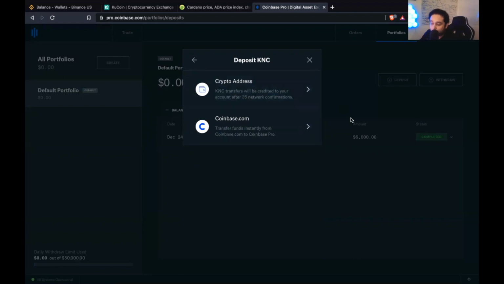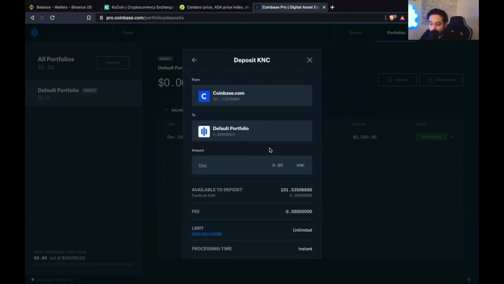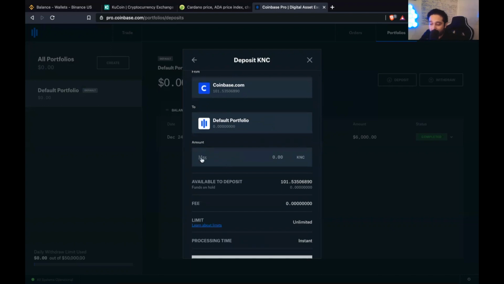transfer. So it gives you two options: crypto address or transfer funds instantly from Coinbase.com to Coinbase Pro. So we're going to be choosing the second one. And for anyone else who's trying to send money from Binance or Kraken or Gemini, you would use the first one. So we're going to use this one, and we're going to click the max amount.